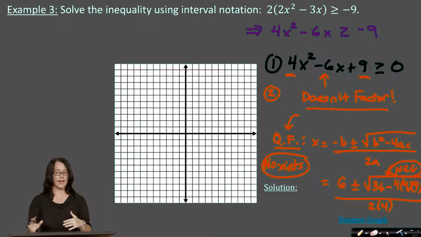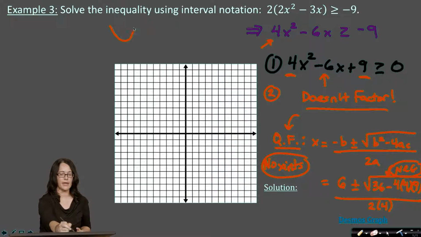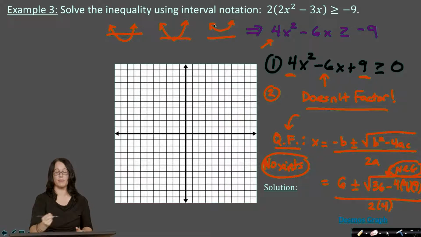Now, does that make sense? Could a parabola have no x-intercepts? Well, yeah. We've talked about parabolas which open up before. They can look like this, where they have 2 x-intercepts. They can look like this, where they have 1 x-intercept at the vertex. Or they could even look like this, where your graph is completely above the x-axis, right? All 3 of those are possible, where you have the 2 x-intercepts, the 1 x-intercept, or no x-intercepts.